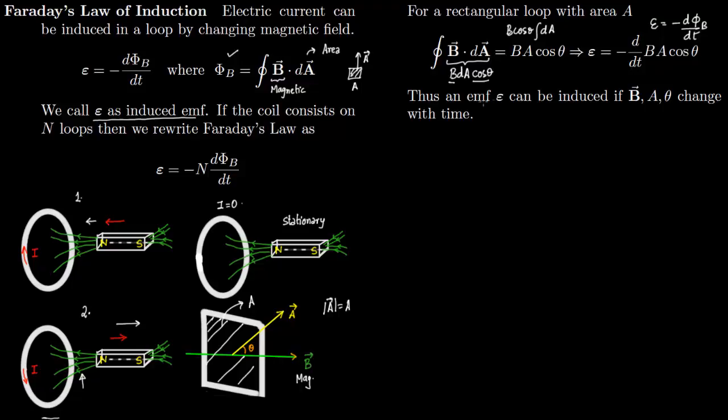So you can see that this electromotive force E can be induced if the magnetic field is changing. That is, if the magnitude of the magnetic field B is changing, or the area of the loop is changing, or this angle theta is changing with time. We will cover all three of these examples. We will sometimes change the magnetic field, sometimes we will change the area, and sometimes we will change the angle of inclination.